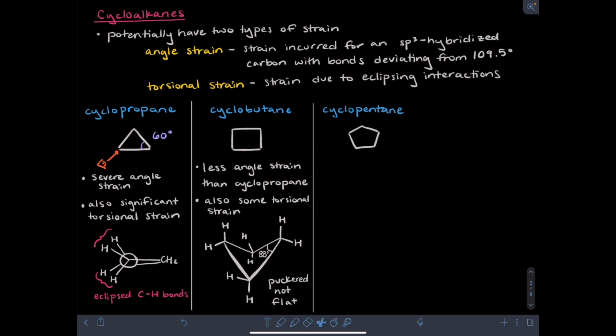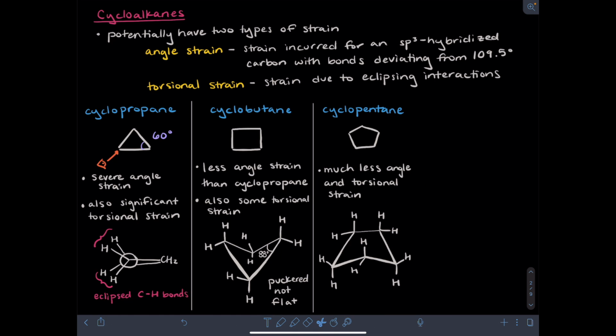Our 5-carbon ring is known as cyclopentane. As you get more carbons in the ring, there is less angle or torsional strain present. Rather than being flat, the cyclopentane molecule adopts an also sort of puckered shape, where this carbon is higher than the ones it's connected to. Adopting this puckered conformation removes some of the eclipsing interactions for cyclopentane.